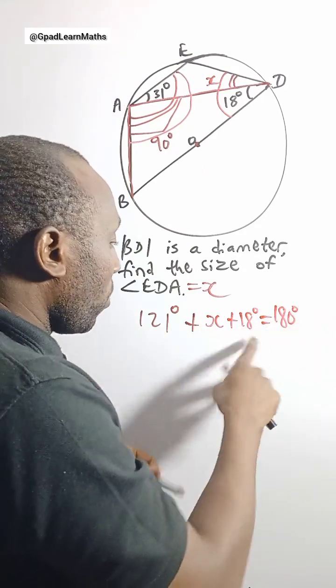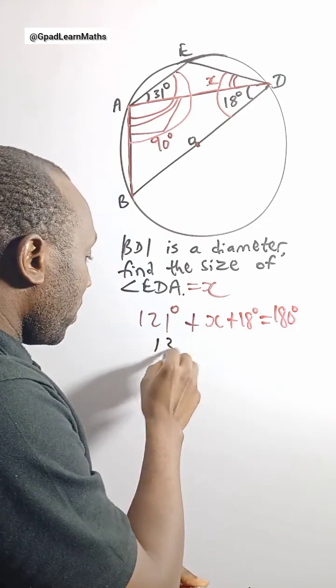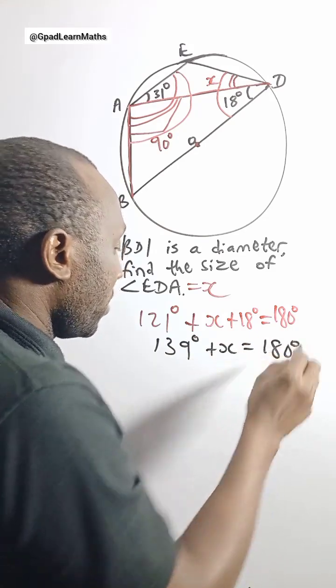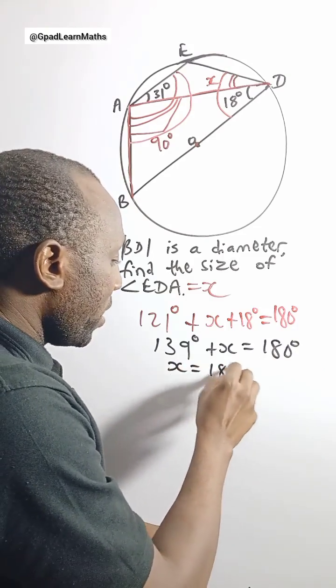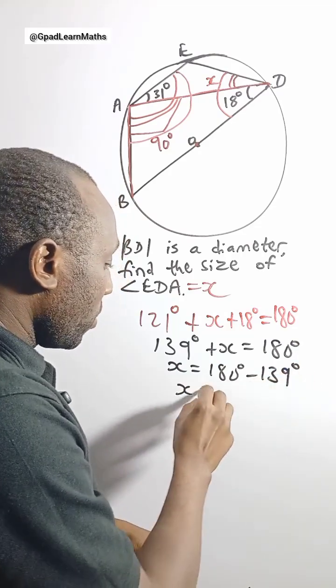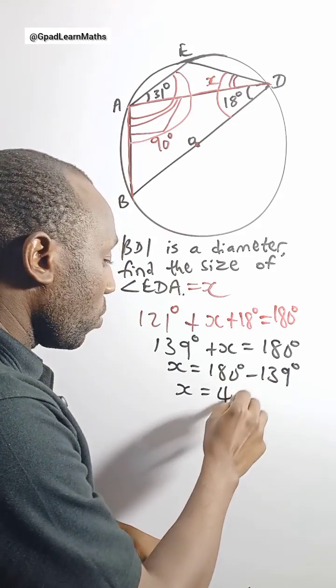Now what is 121 plus 18? That's 139. So you have 139 degrees plus X is equal to 180 degrees. If you transpose this over, you have that X is equal to 180 degrees minus what? 139 degrees. And X is equal to 180 minus 139, which is 41. So you have 41 degrees.